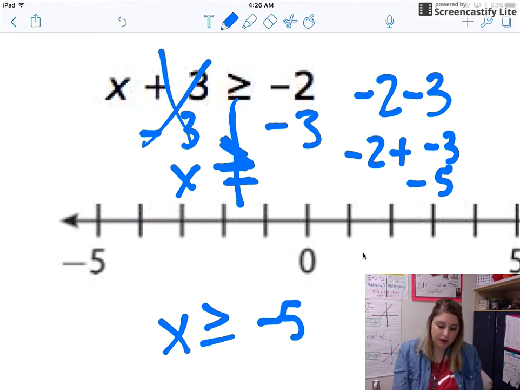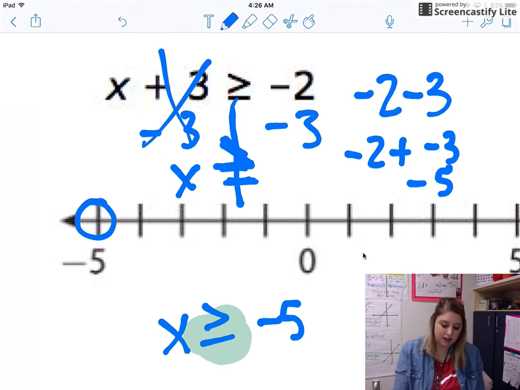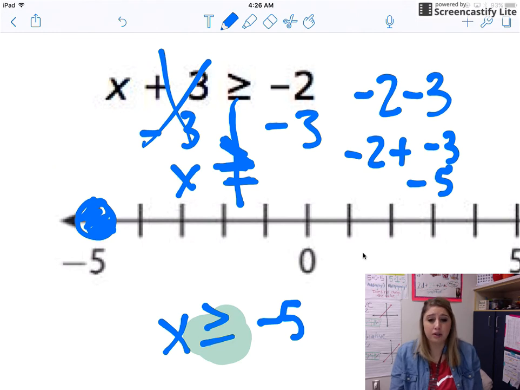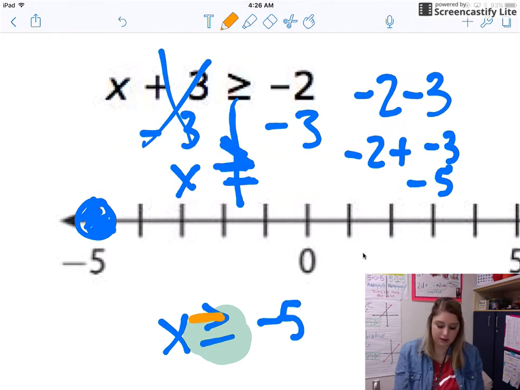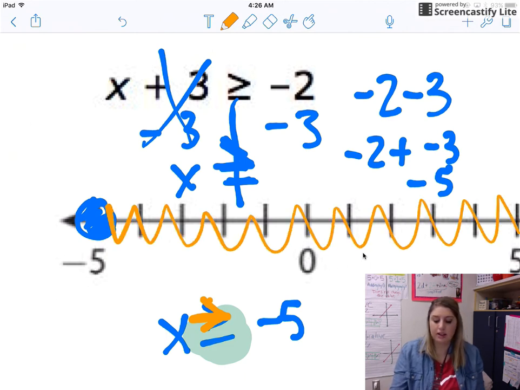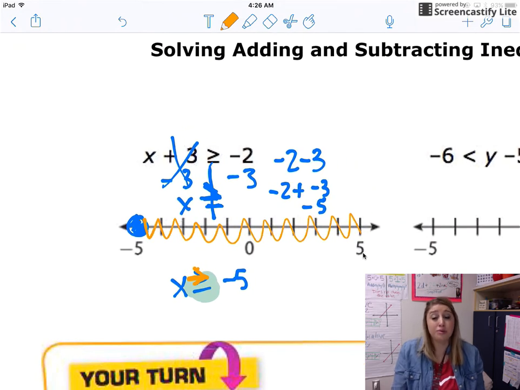If you remember how we graph these, I'm going to go to negative 5, and I want to do a closed dot, closed dot because there is a line underneath that. So close my circle, and then it's saying x is greater than, so I need to shade to the right. If you want to remember a little trick, you could draw a little line in here, and it creates an arrow showing you which way you need to shade. So I need to shade this way. x is greater than or equal to negative 5. And there you go. That's how you solve a subtraction or adding inequality.